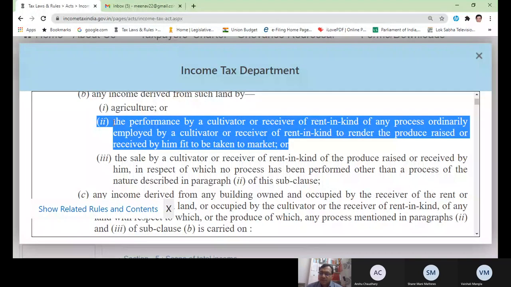wheat, rice, mustard seeds, etc. So many times some operations are also employed to make that produce from land fit for sale in the market. The whole crop is not sold as it is; the wheat is put into sacks and then sold. That income is also agricultural income.